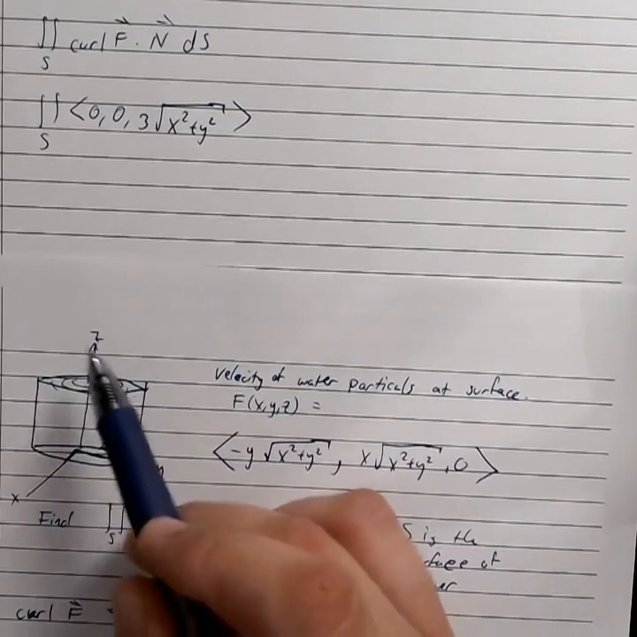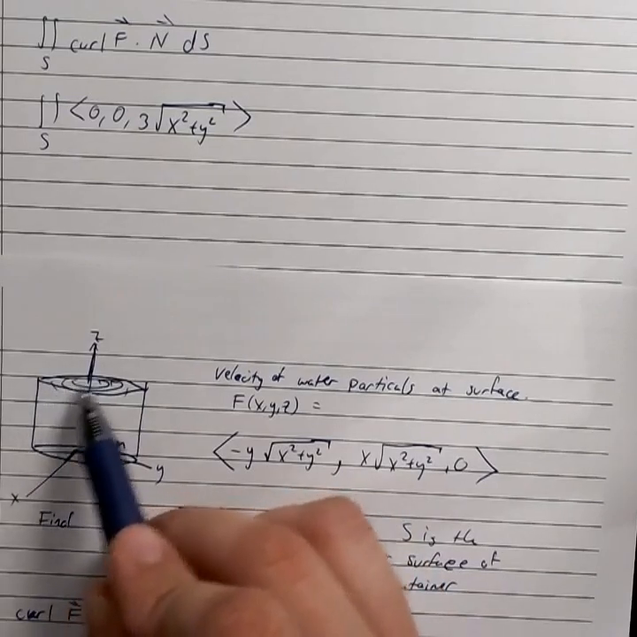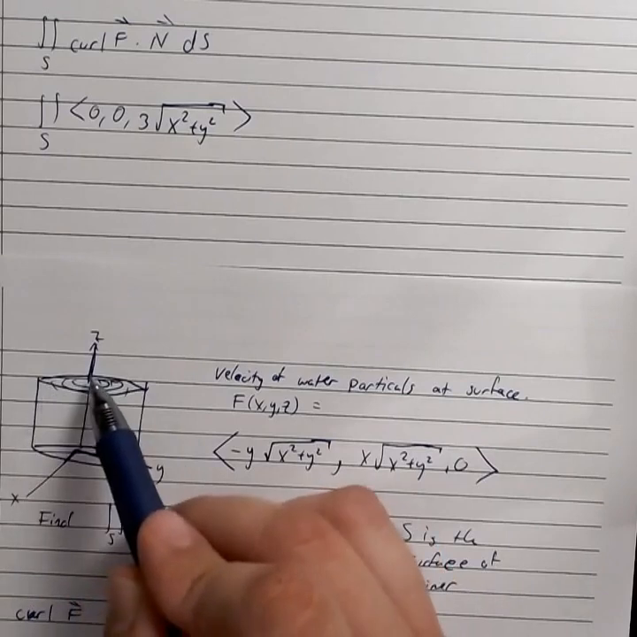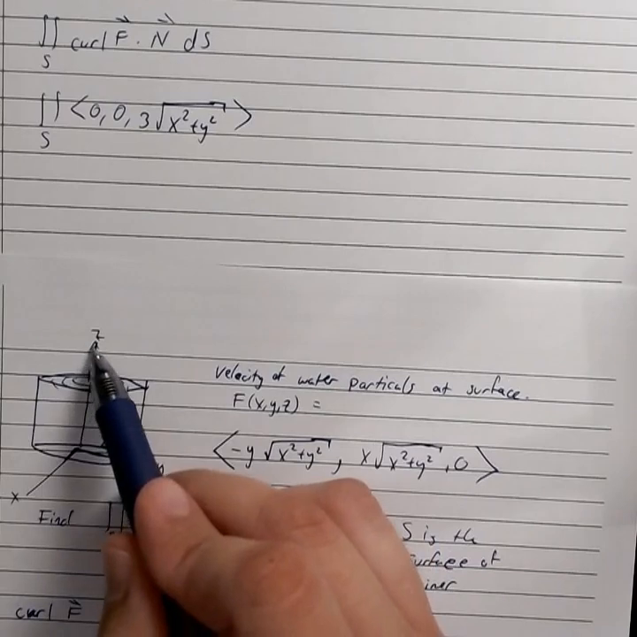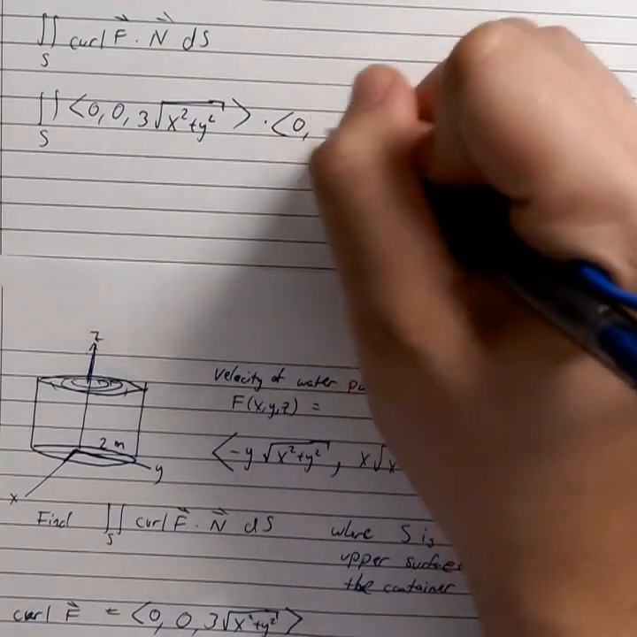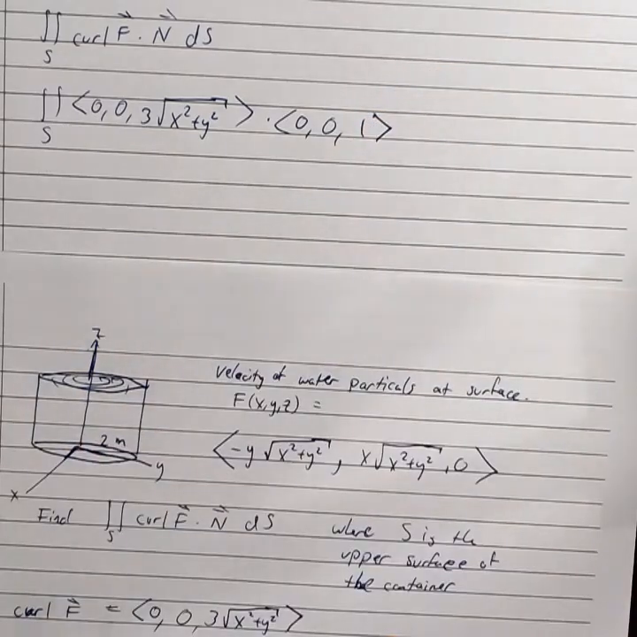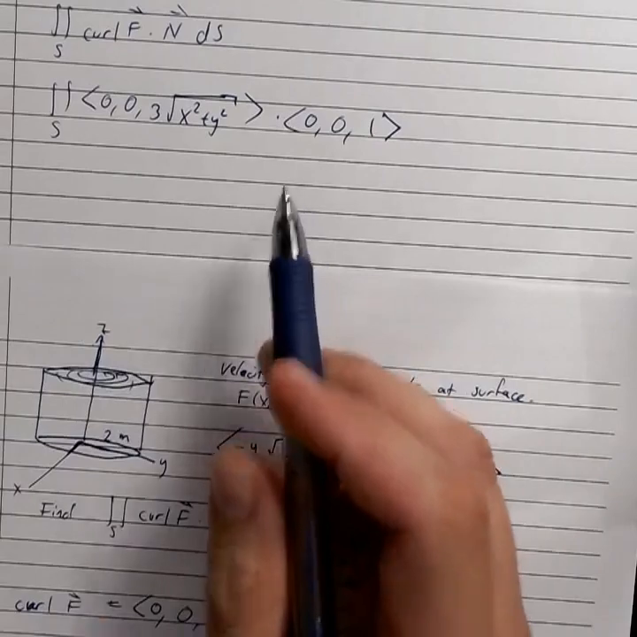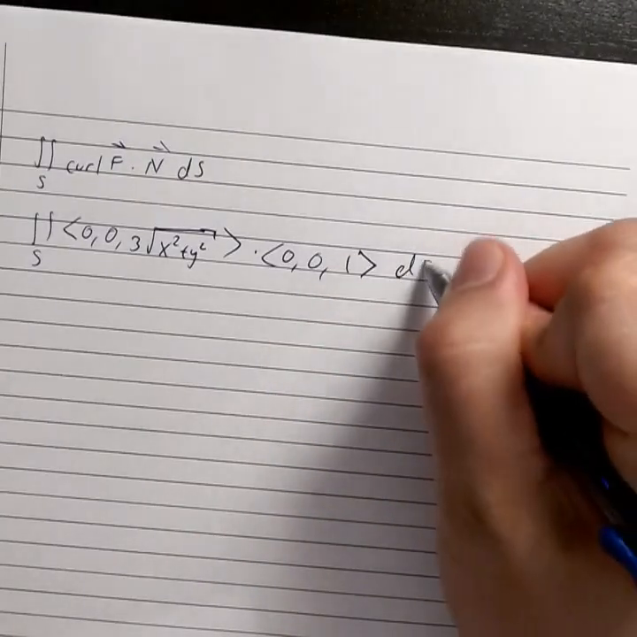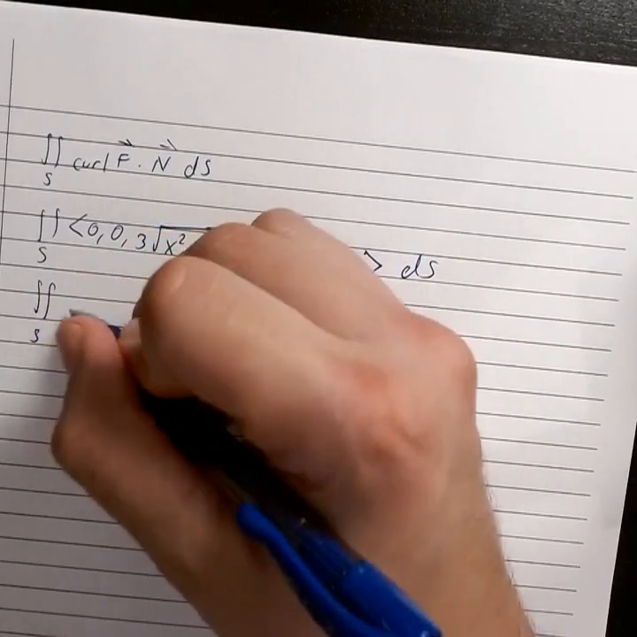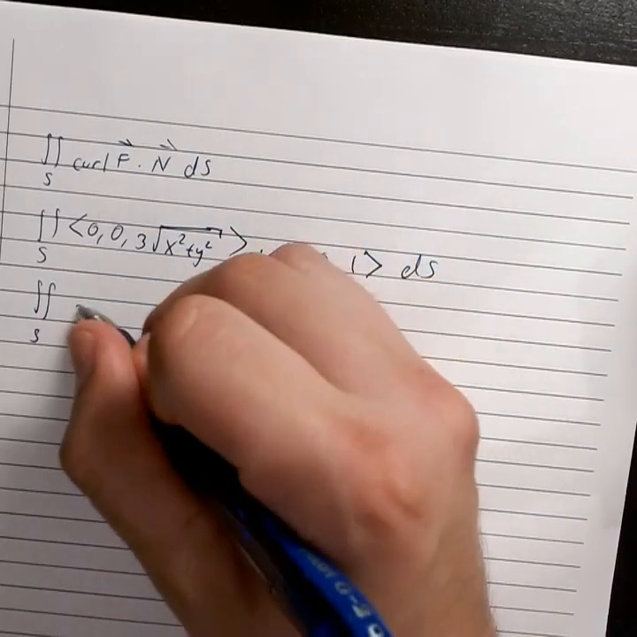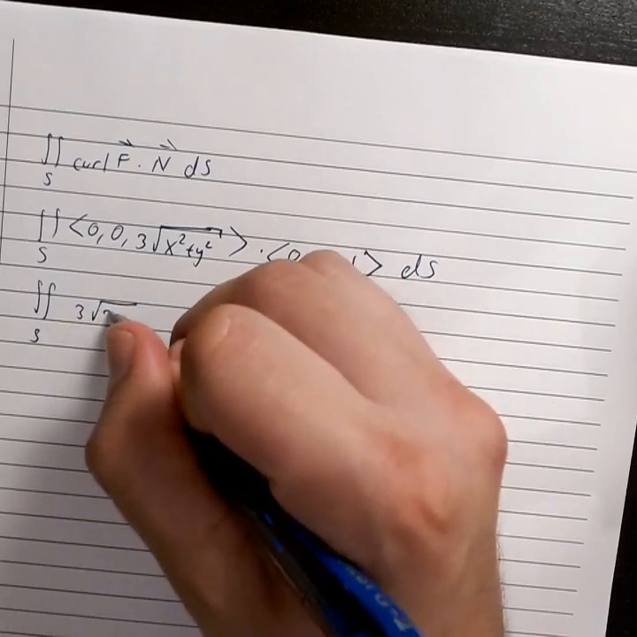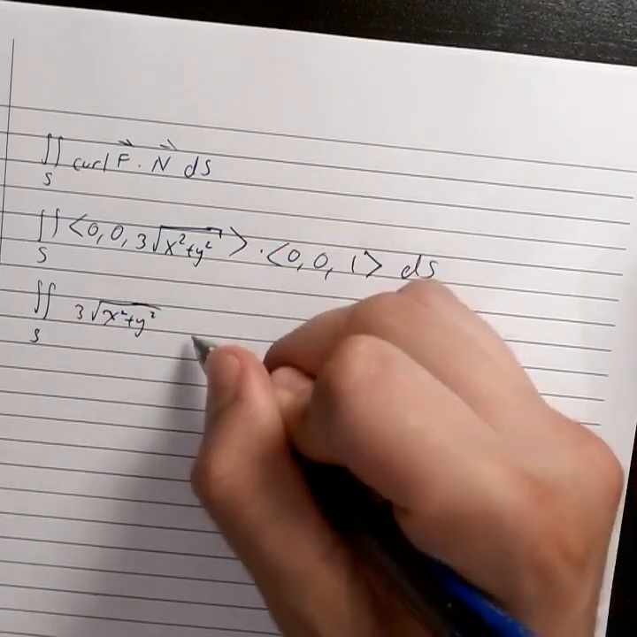Right? So normally we have to work for our normal vector, but here this is a perfectly flat pool, which means the unit normal vector is going to be the same at every possible point. And it's going to be the unit vector pointed perpendicular to a flat plane, which is the unit vector pointed straight up. So here that's going to be 0, comma, 0, comma, 1. The unit normal vector pointed straight up. Okay, so this is going to be the double integral over S. That's 0 times 0 plus 0 times 0 plus this times 1. Well, that's just going to be this. 3 times the square root of x squared plus y squared dS.